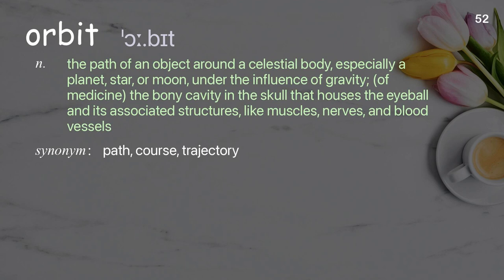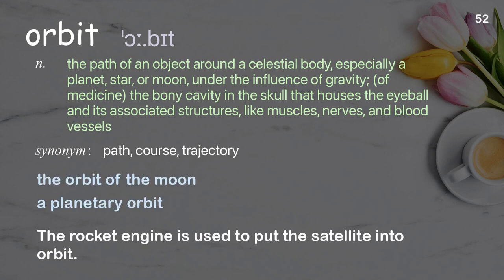Orbit. The path of an object around a celestial body, especially a planet, star, or moon, under the influence of gravity. Of medicine, the bony cavity in the skull that houses the eyeball and its associated structures, like muscles, nerves, and blood vessels. Examples: the orbit of the moon, a planetary orbit. The rocket engine is used to put the satellite into orbit.